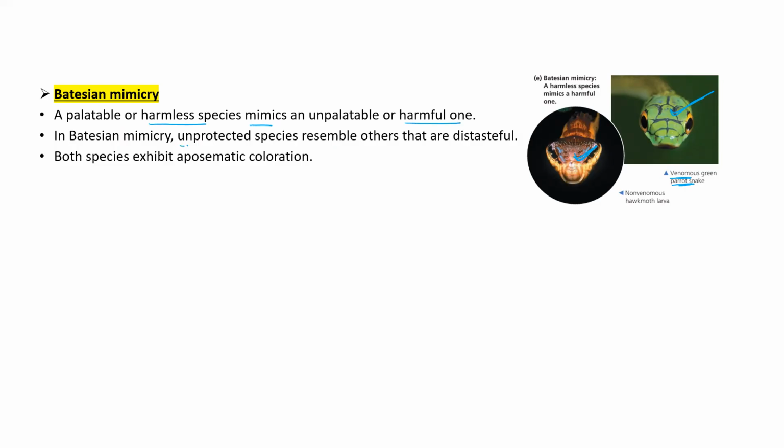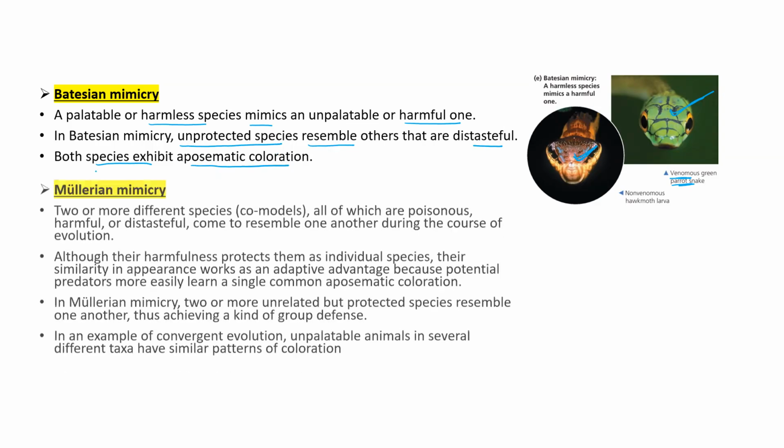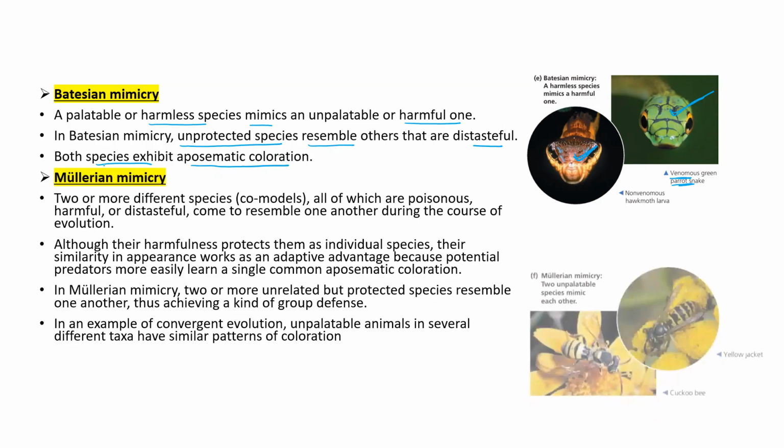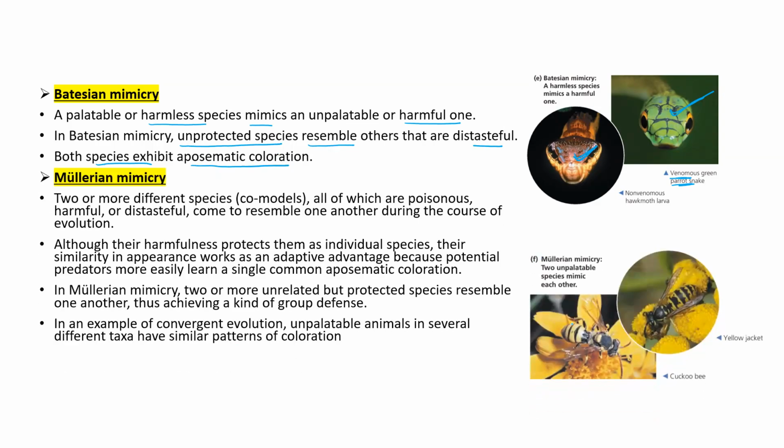So unprotected species will try to resemble those which are poisonous. And they both will show the same type of coloration, warning coloration. Another, see beta, Mullerian mimicry. See this diagram. Two different species have developed the same color because they have the same poisonous nature. Two or more different species, all of which are poisonous.